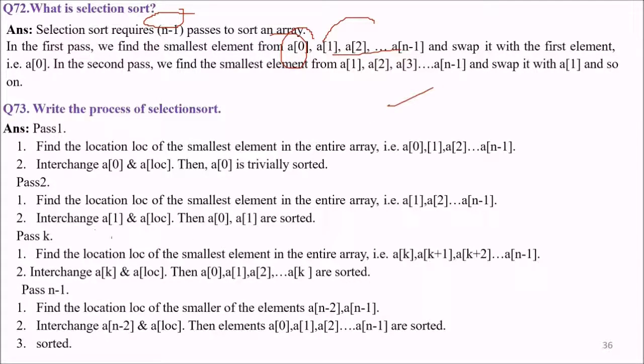As we said, we have different passes. Let us see the first pass. We find the location of the smallest element in the entire array. Say we found it at a certain location; we interchange that element with A0. A0 is then considered sorted. Then we find the location of the smallest element in the remaining array again. Because A0 is already done, we don't take A0 here. We start with A1, find the smallest one, and replace it with A1.